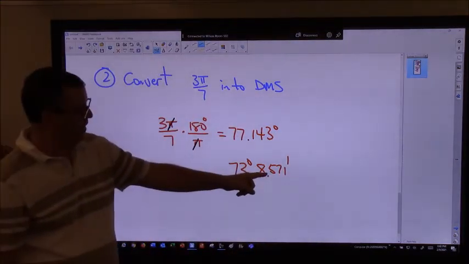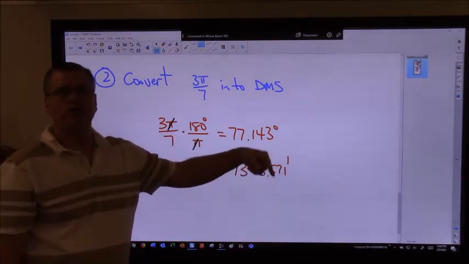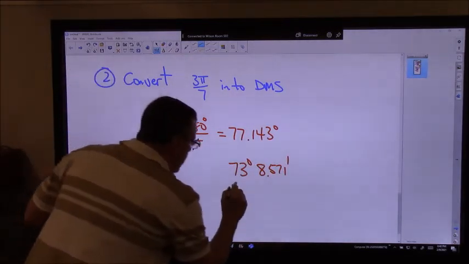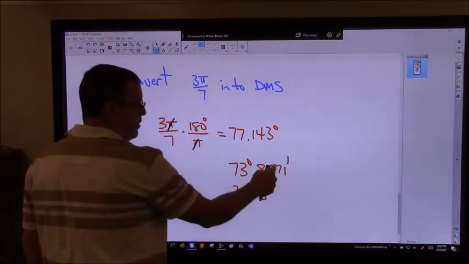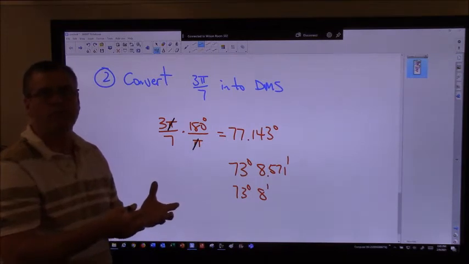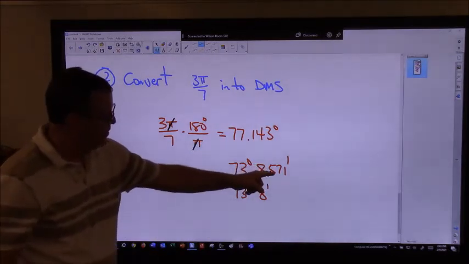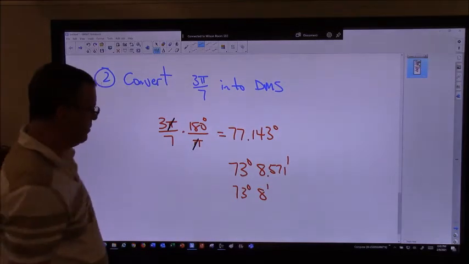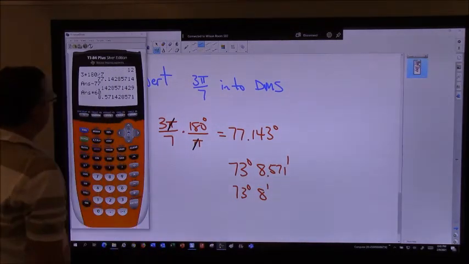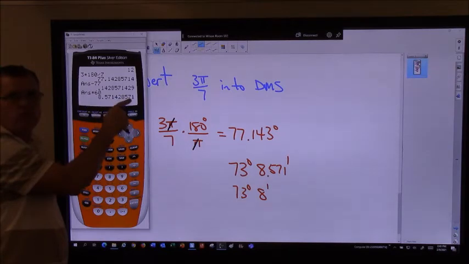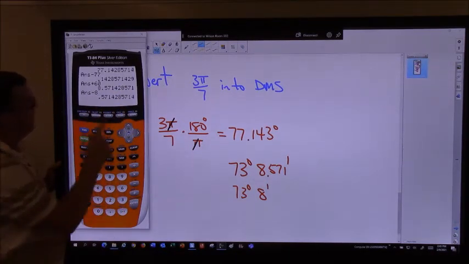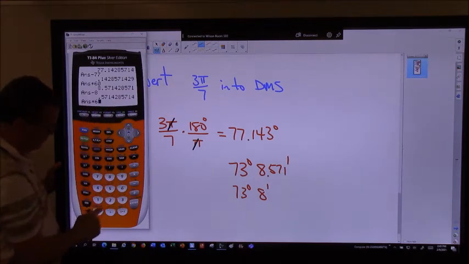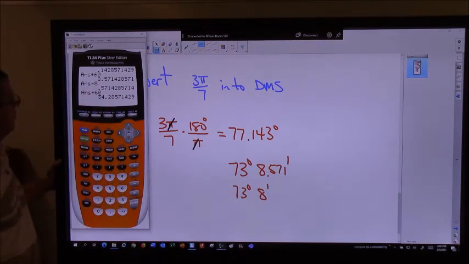But now I need to take that 0.571 and convert that into seconds. So I'm going to have 73 degrees, 8 minutes, and part of 1 minute. 1 minute equals 60 seconds, so I really want part of those 60 seconds. So I'm going to go back to my calculator. I don't want to lose the decimal value, so I'm just going to subtract off the whole number part, minus 8. And now I want that number times the 60 seconds. And I got 34.2, so I'm just going to round that to 34.